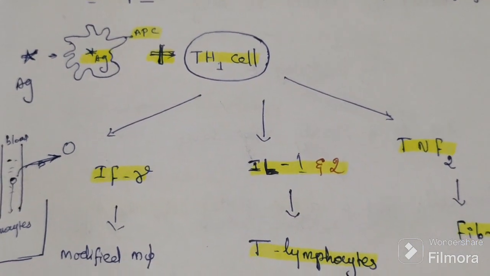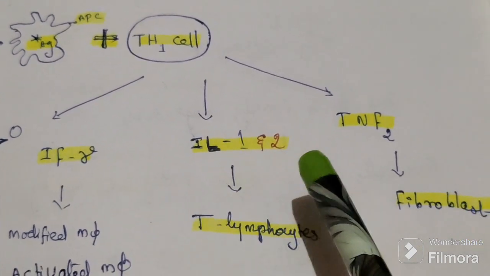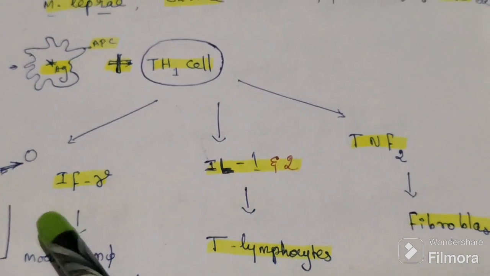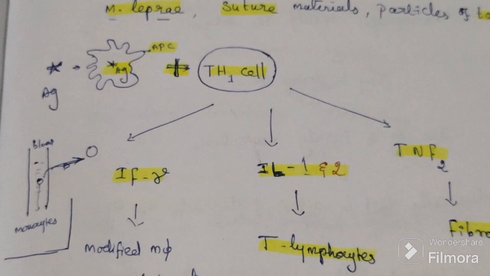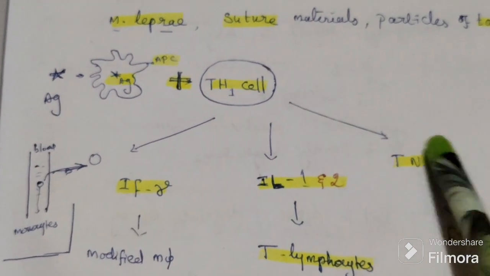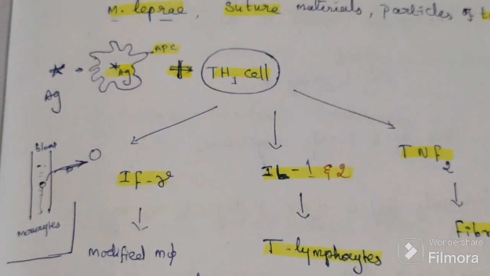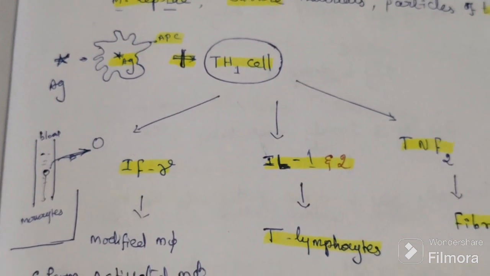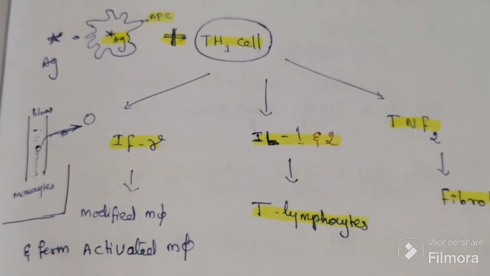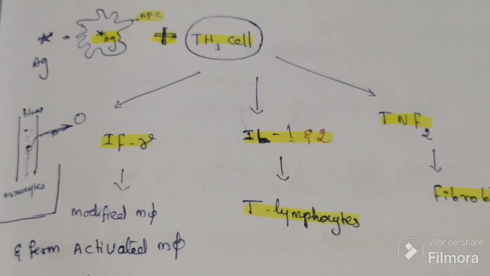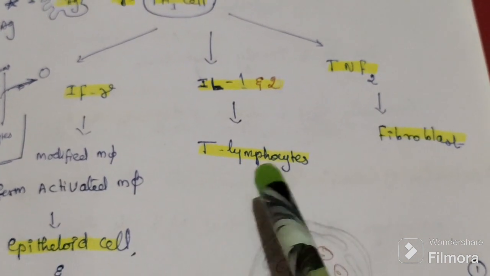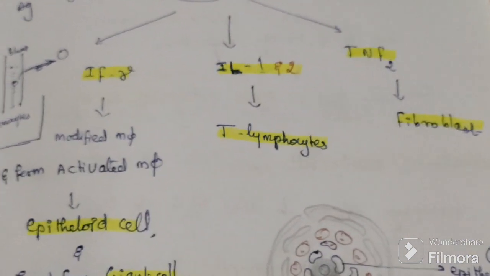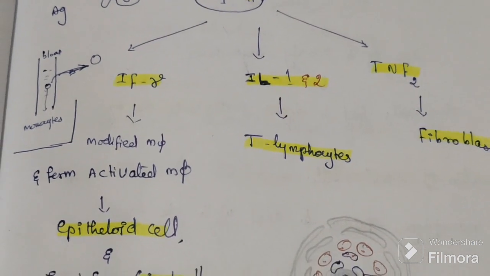So it is secreted chemicals. What are the chemicals? Interferon gamma, interleukin 1 and 2, and tumor necrosis factor. These are the chemicals secreted by T helper cells. Each of these cytokines will cause proliferation of one type of cell. So in the end we will have 3 different types of cell which will form the granuloma.